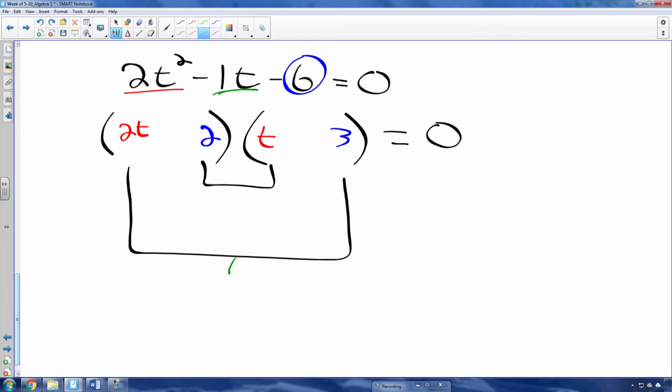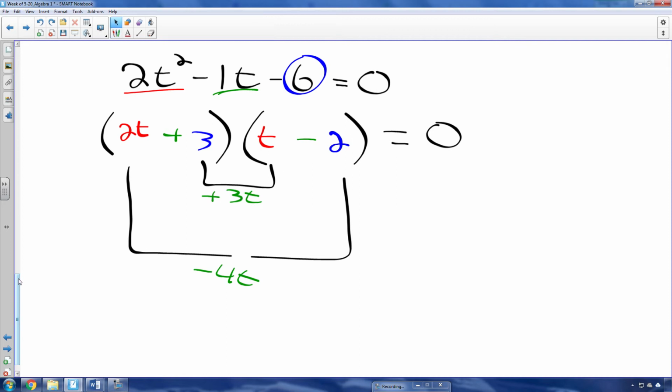Well, with that, our outsides become 6t, our insides become 2t. Does that work? No, that's not going to get us 1t no matter what we do. So that's not going to work out. So I'm going to swap around the 3 and the 2. I'm just going to swap them. And I see that the outside comes out to 4t, and the inside comes out to 3t. I know that if I had a negative 4 and a positive 3, I would have the answer.